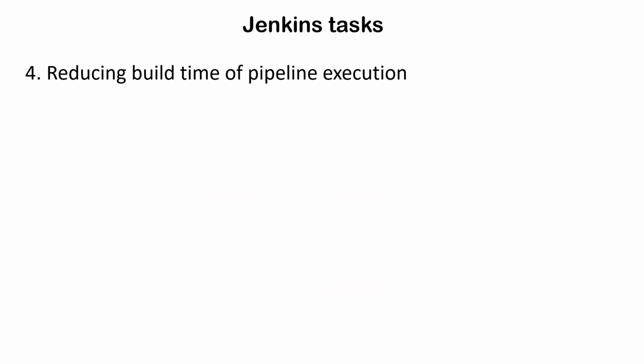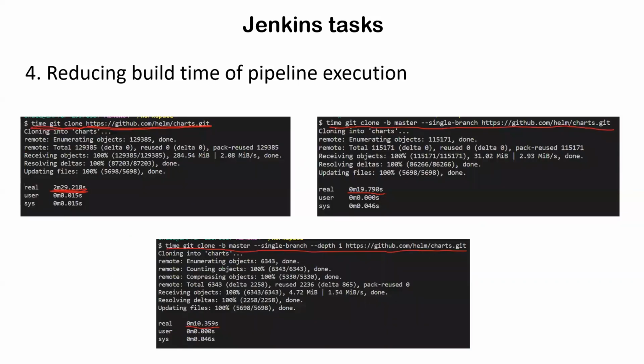In some of the pipelines, clone used to take more than 5 minutes. So that's where we connected with the development teams and asked them what are all the branches that they require to clone, and do they require all the commits to be cloned? After getting that information, we have used options like --single-branch, --depth, and also --reference. By using these options, we were able to reduce the clone time from 5 minutes to 1.5 minutes.